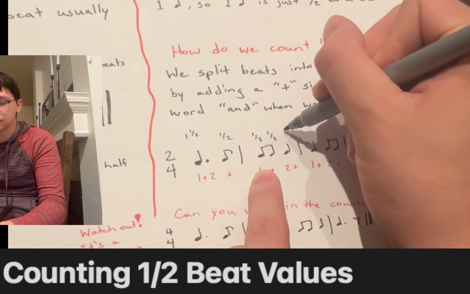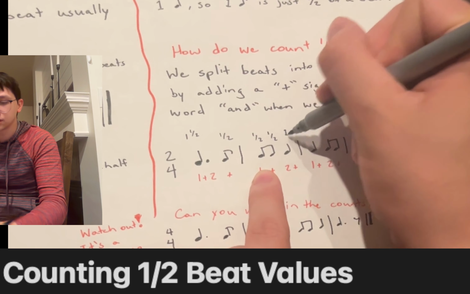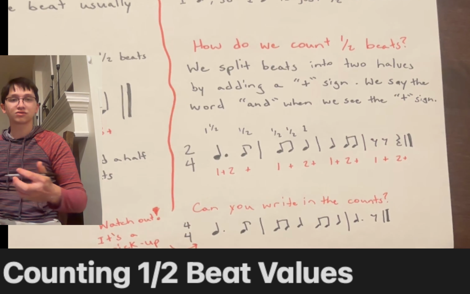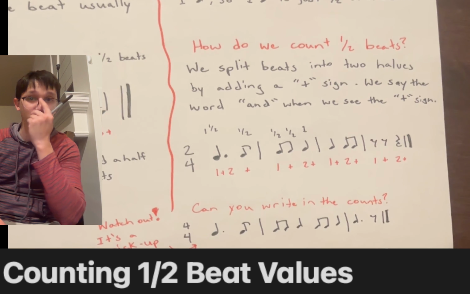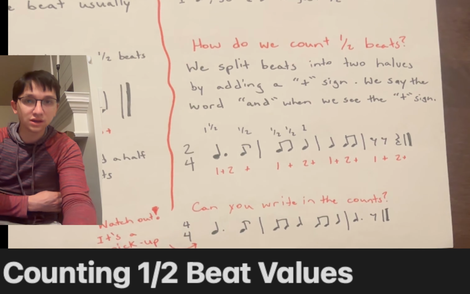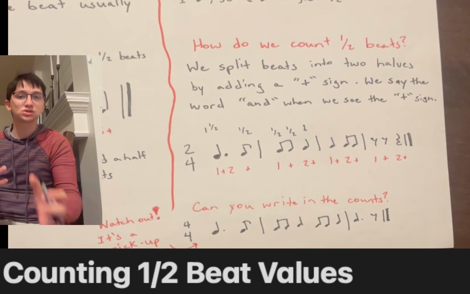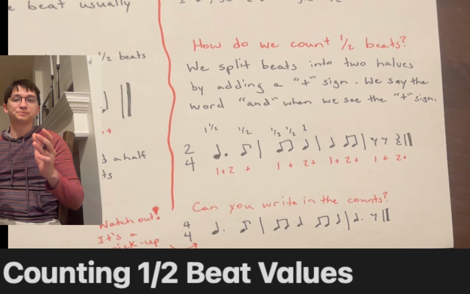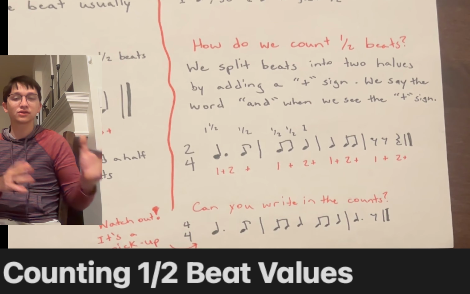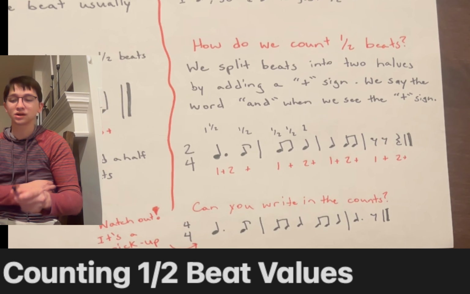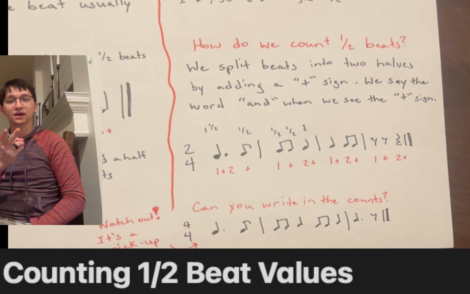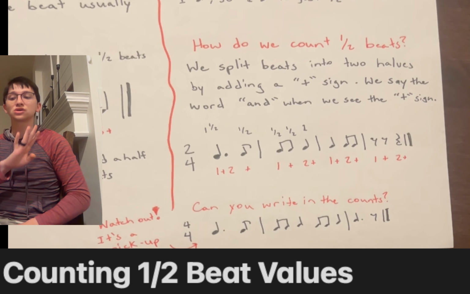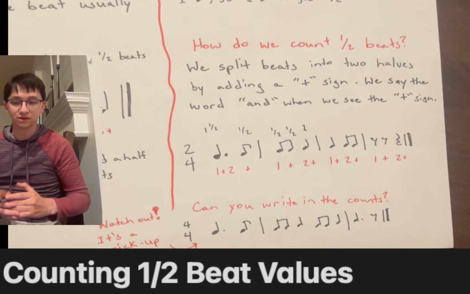After we figure that out, we can start writing in our counts. Remember, when I start using this word "and," or the plus sign, what that means is that we're dealing with half beats. We're counting everything based on half beats. So when we're saying 1 and 2 and, the 1, the and, the 2, the and, all of those are representing half-beat values.